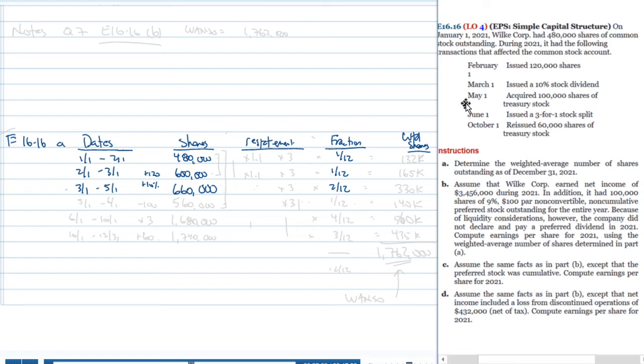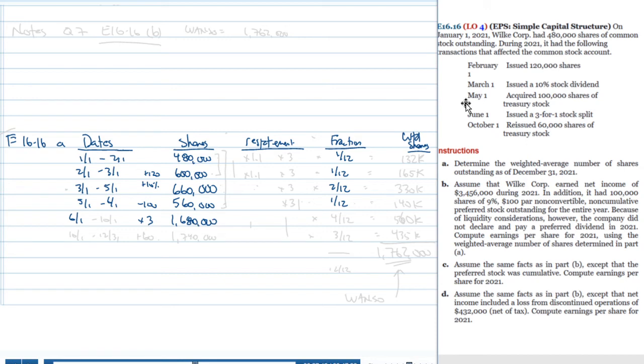Then, next thing on May 1st, we reacquired 100,000 shares of treasury stock, so that's going to bring our shares down by 100,000. So our shares are now 560,000. And May 1st to June 1st, so that's 1/12. June 1st, we had a stock split, and that's a 3-for-1 stock split. So we're going to multiply our 560,000 by 3, and we get 1,680,000.